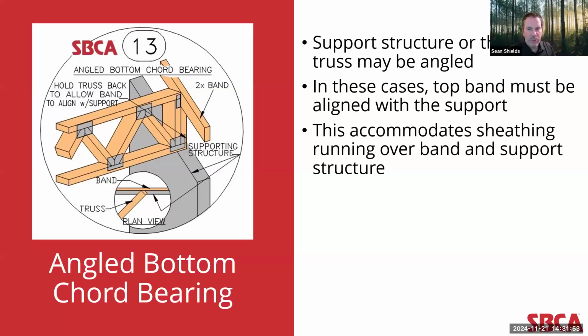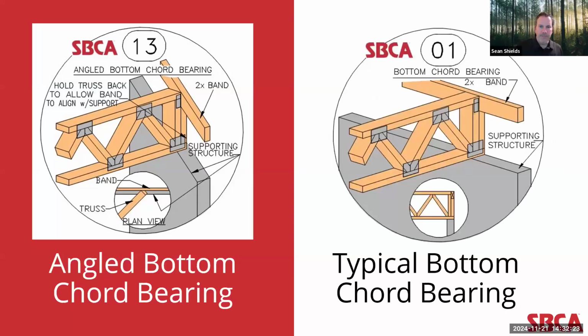So again, you typically have some sort of sheathing or structure that will run in plane between the banding and the support structure. And you don't want either the banding or the truss itself extending beyond the support then. And when you look at the overhead view, you can get a sense for how that band then runs perpendicular and flush with the supporting structure, and the truss is angled. Now again, the band provides lateral restraint just as it did in the very first detail that we looked at, which is on the right.